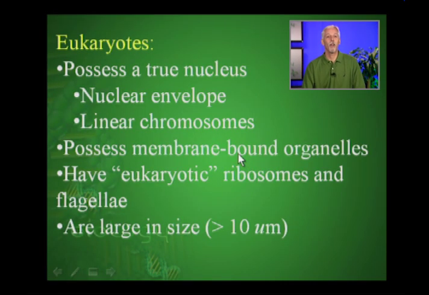Now, eukaryotes. You and I, for example, are eukaryotes, and they are distinguished by the fact that they possess a true nucleus. A true nucleus is encapsulated in a nuclear envelope, which is composed of two plasma membranes. Also, the chromosomes within the nucleus are linear rather than circular. Eukaryotes possess membrane-bound organelles, as we'll see in a second, and they have distinct eukaryotic ribosomes and flagellae. They tend to be big, almost always larger than 10 micrometers. A typical size would be 100 micrometers, compared to 2 micrometers in prokaryotes.